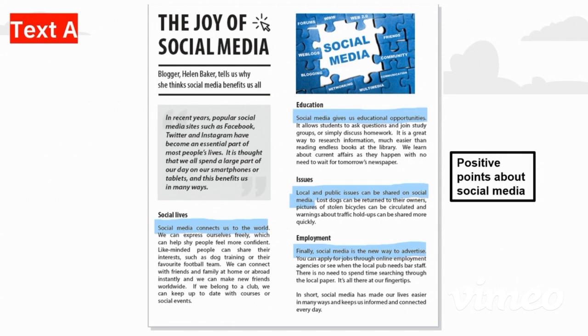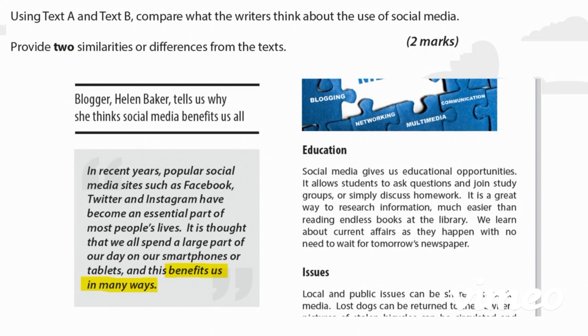Now let's zoom in a little bit on the text and find some sentences that might work for our comparison question. This sentence, it is thought that we all spend a large part of our day on our smartphones or tablets, and this benefits us in many ways. Although it might look like it's a good sentence because it does talk about the fact that these things benefit us, it doesn't actually answer the question and tell us what this particular writer thinks about the use of social media.